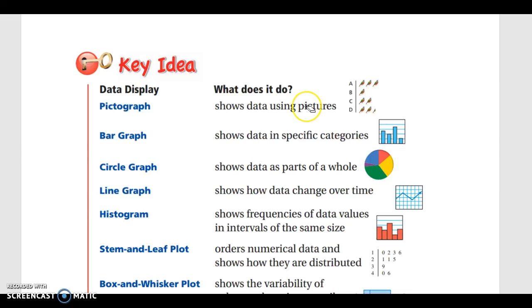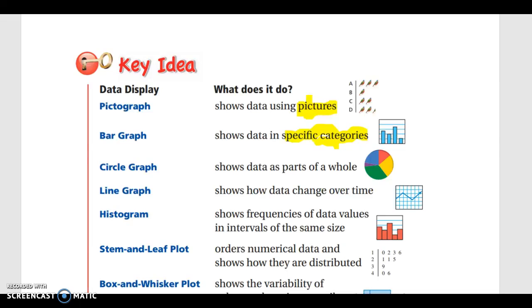We're going to start with a pictograph, and a pictograph is, of course, a graph that uses pictures. So when you want to create a nice visual display of your data, you're going to use a pictograph. A bar graph is a graph that is used to show data in specific categories. For example, if you are taking a survey of your friends and what their favorite type of ice cream is, you could use a bar graph to represent the number of people that like vanilla or chocolate or strawberry. Please note that in a bar graph, the bars do not touch, and each bar represents one specific item.